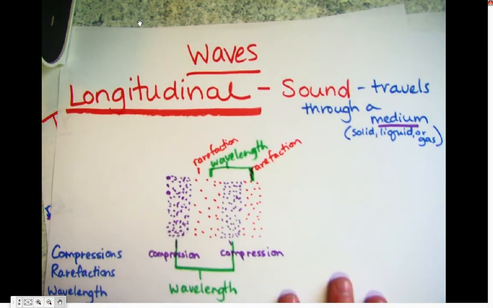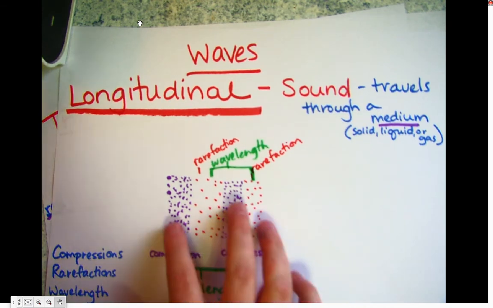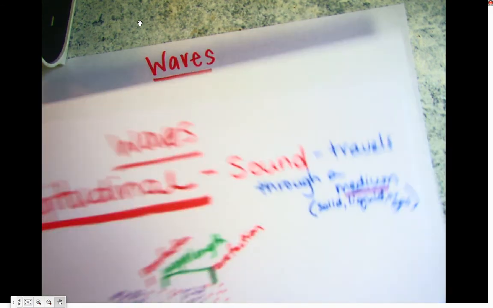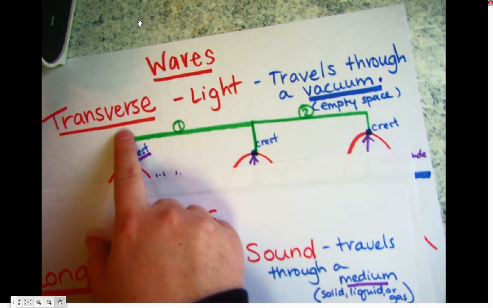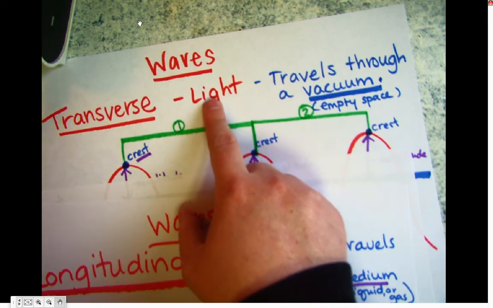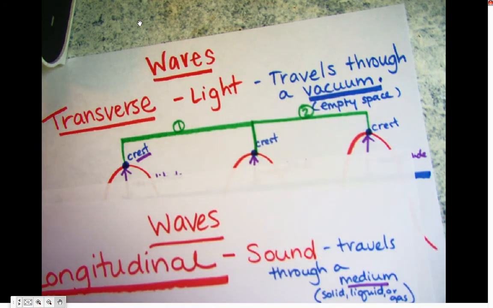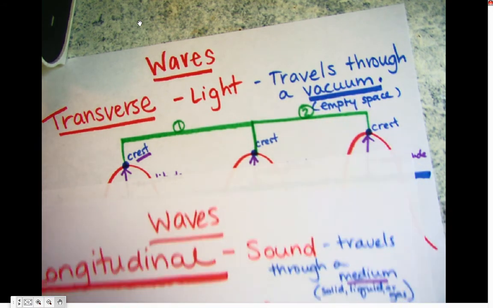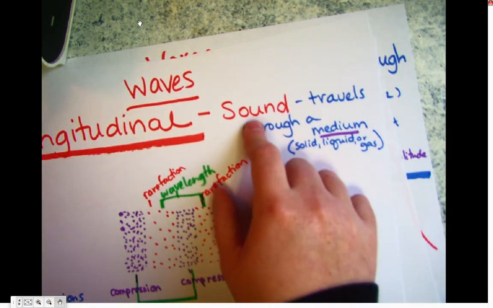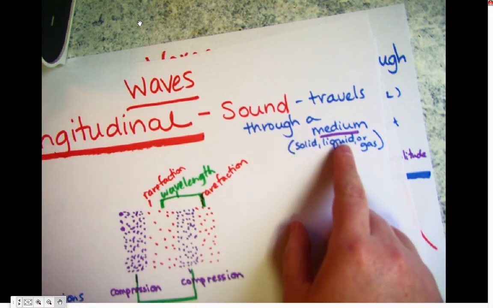The biggest, most important part here is we know how to label our transverse wave. And that transverse wave, an example is light. Light has to travel through a vacuum, which is simply empty space. Or you've got a longitudinal wave. An example is sound, and it has to travel through a medium.